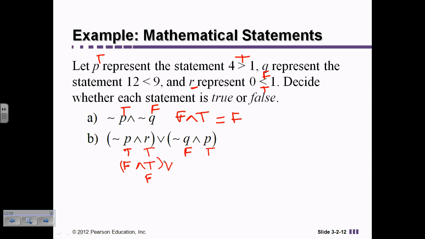Now we're going to do the second part of this. The negation of false is true. Our and symbol again, and true. So again, we're going to do our parentheses now. So true and true is true. So false or true, remember with or, you only have to have one true statement, so that would be a true result.